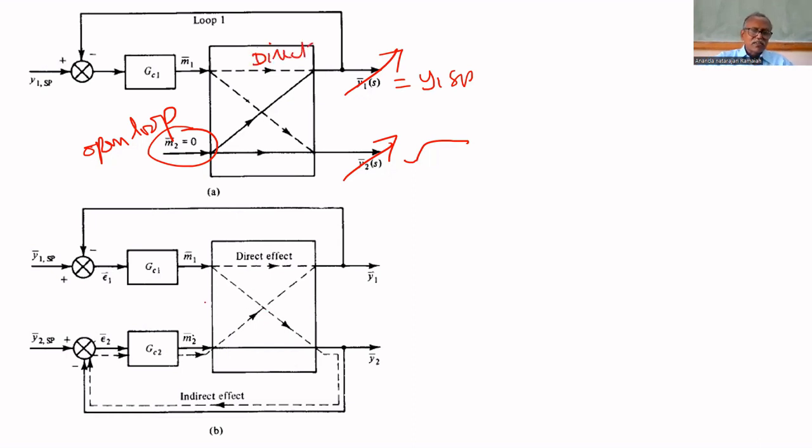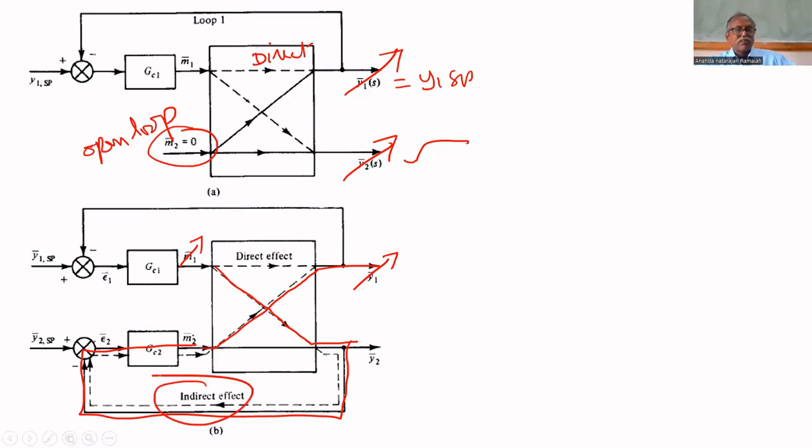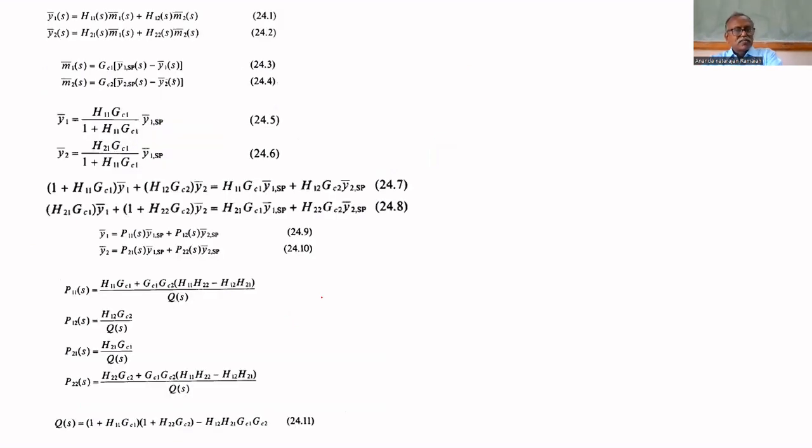Another indirect effect is if both loops are closed. Suppose because of disturbance y1 is deviated, which means m1 is manipulated. Because of that y2 is deviated. As y2 deviated, m2 stabilizes y2. Because of that, through m2, y1 is deviated again. So that is the indirect effect. That is called the indirect effect of m1 on y1. That is called interaction.